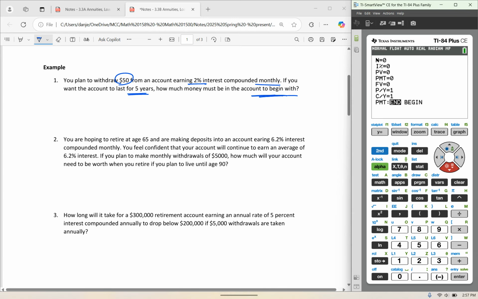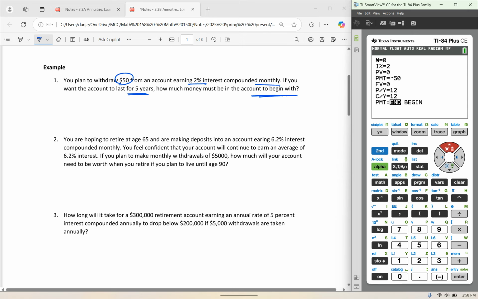Since I want the account to last for 5 years, that seems to indicate at the end of the 5 years there's no money left. So our future value will be 0. Also notice that our 2% interest is compounded monthly. Our withdrawals of $50, it doesn't indicate, but we're going to plan on that being monthly. Therefore, our PY and our CY should both be 12.